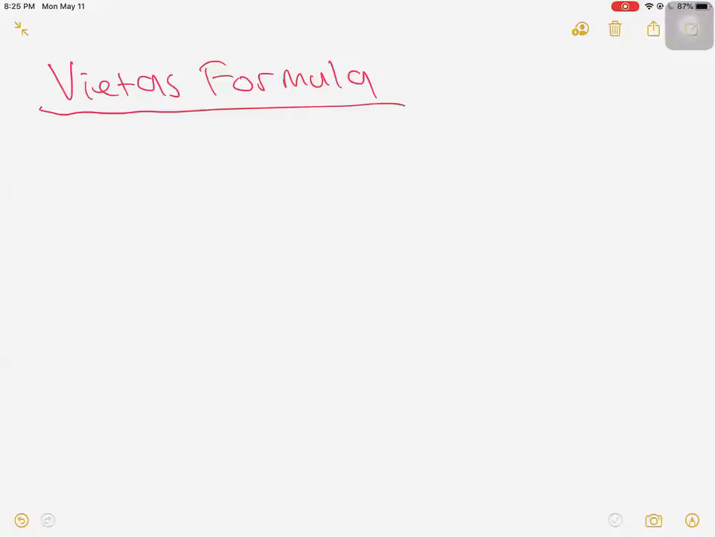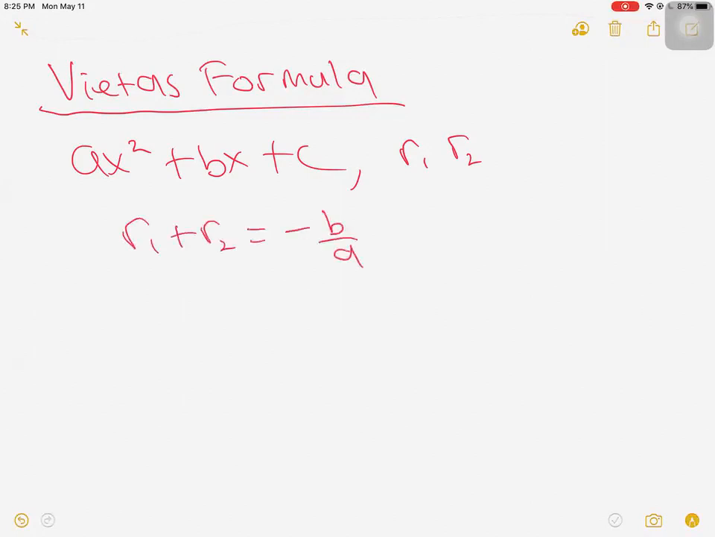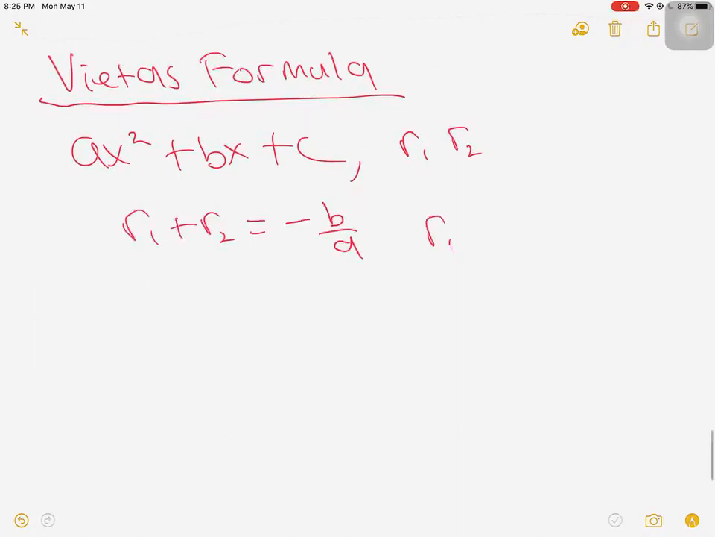So what it states is, if you have a quadratic ax squared plus bx plus c, and it has roots r1 and r2, it basically states that r1 plus r2 is going to be negative b over a, and r1 times r2 is going to be c over a.